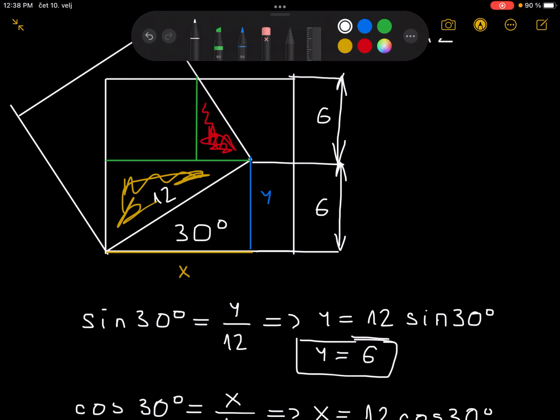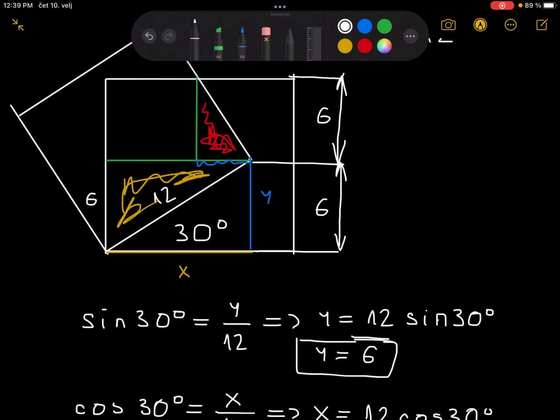And since we also know that the height of this right here part is also 6, we can find this part right here. Okay, so by setting up, I first have to prove that these triangles are similar. To do that, I'm going to use the theorem about two angles with perpendicular sides.